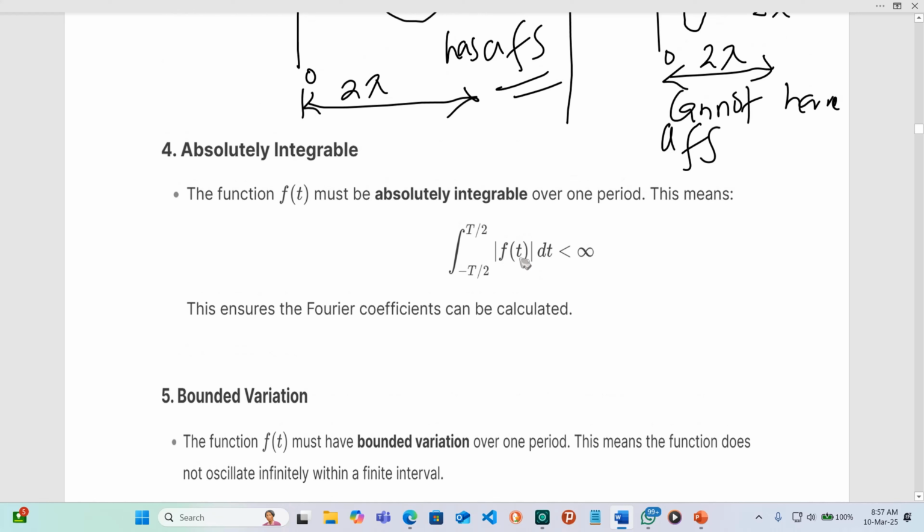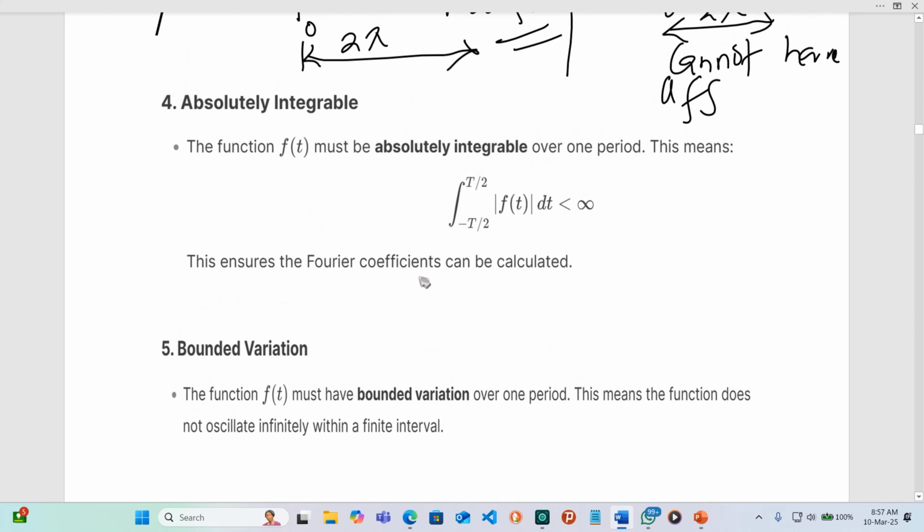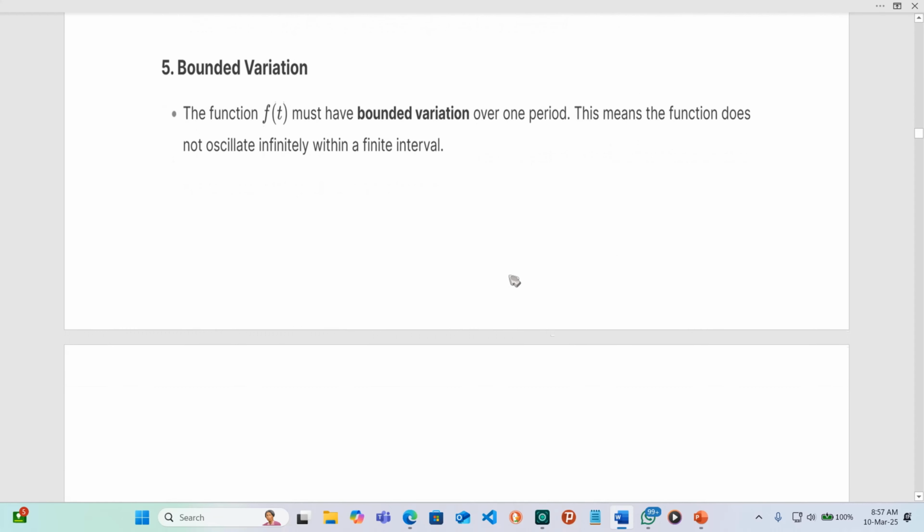Then it should also be absolutely integrable, meaning that you can get the integral of that function over that one period. And over that one period, meaning if the integral exists, then if you integrate that, the value is always going to be less than positive infinity. And this ensures that the Fourier coefficients can be calculated.